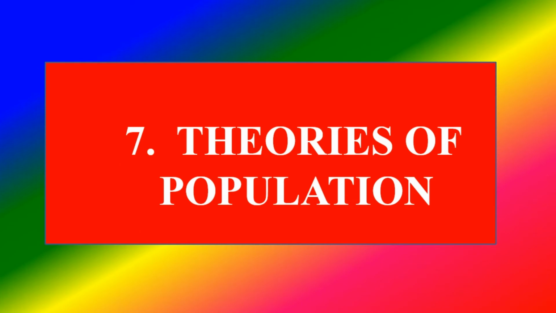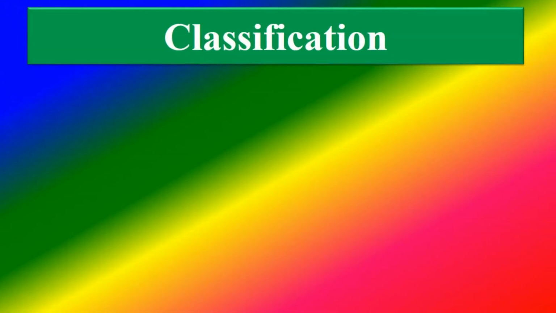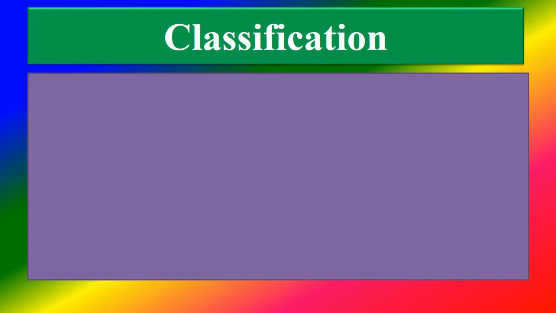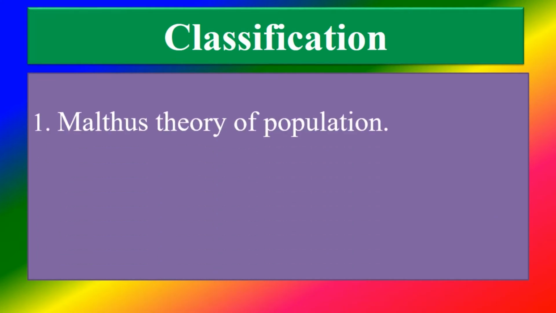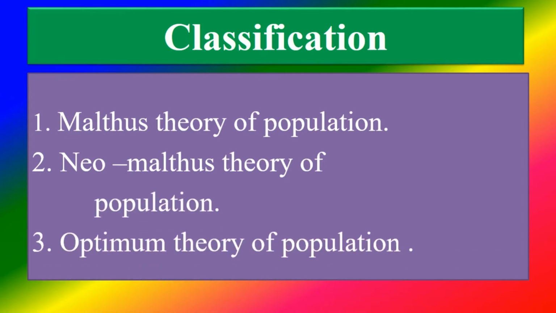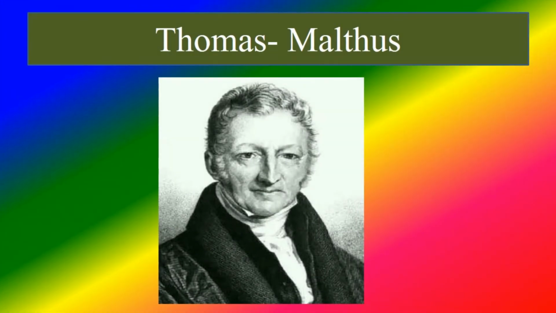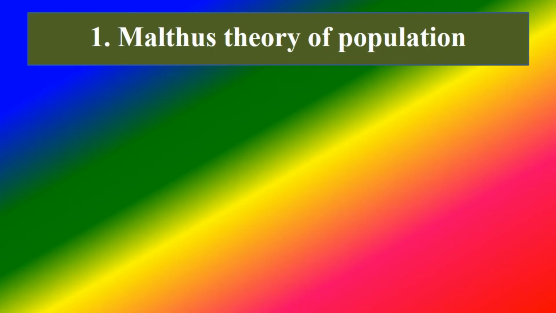Next section, theories of population. Classification of population theory. First, Malthus theory of population. Second, Neo-Malthus theory of population. Third, optimum theory of population. Thomas Malthus. First, we are going to detail the Malthus theory of population.